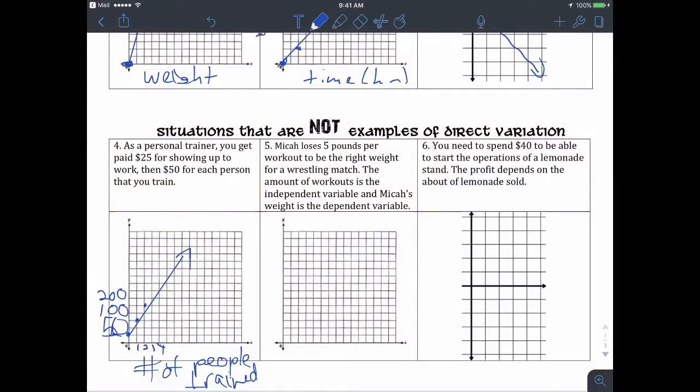All right, so like it says up there, the independent is the number of workouts. All right, and the dependent variable is the weight. Okay, now in the video, Micah started out at 175 pounds, so that's up here, and then he lost 5 pounds, then he lost another 5 pounds, and another 5 pounds. So he's losing weight, so this is the way that the graph looks. Okay, here's the next video.